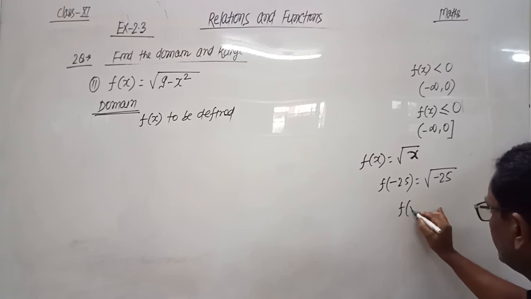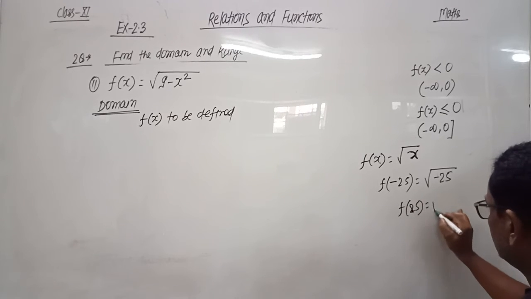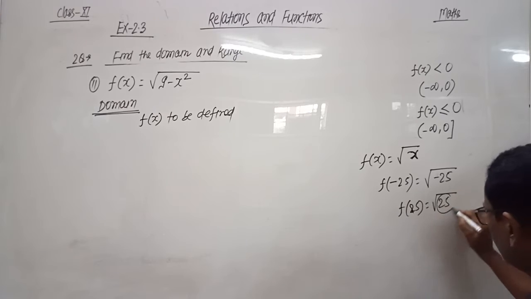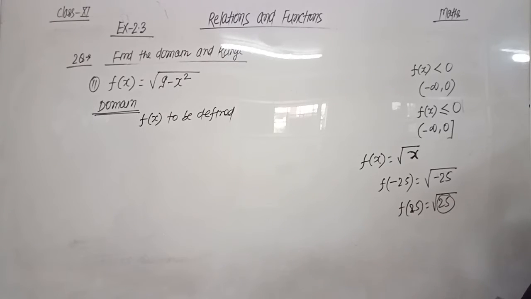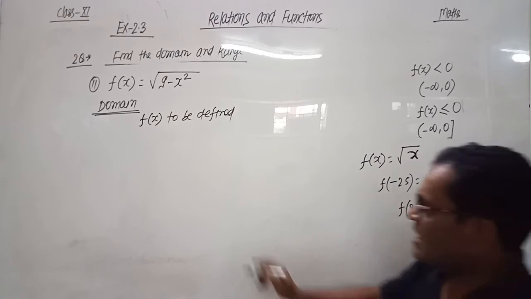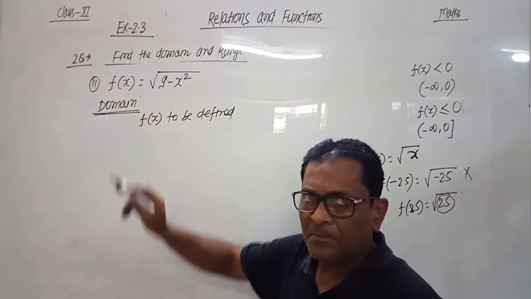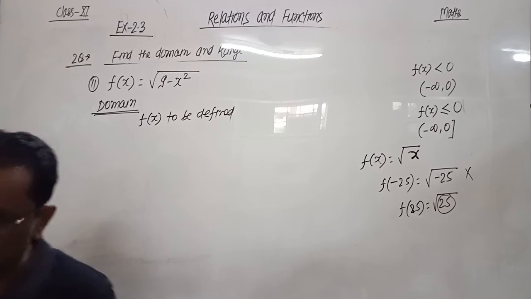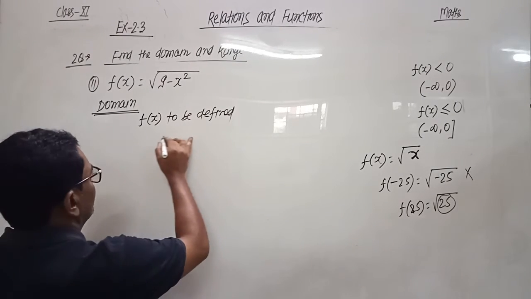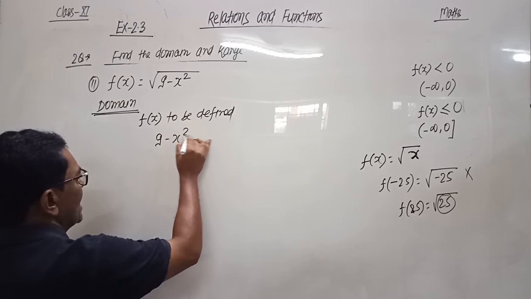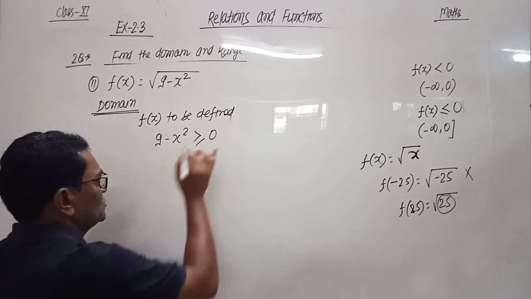But when we take the positive value, it becomes the square root of 25, and the square root of 25 is defined in real numbers. Under root of minus 25 is not defined in real numbers; it is defined in complex numbers. So for f(x) to be defined, the term inside the square root must be greater than or equal to 0. So 9 minus x square is greater than or equal to 0.